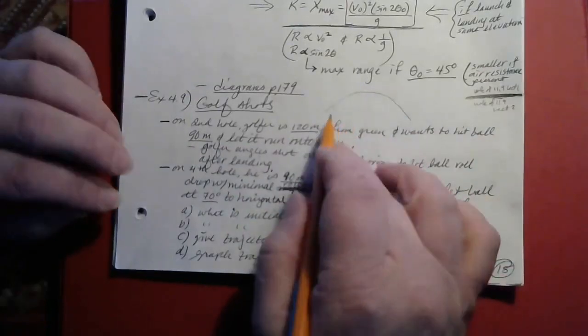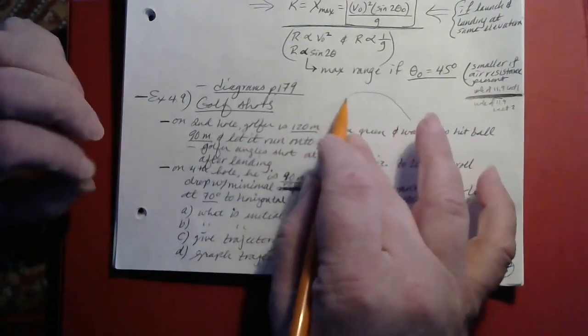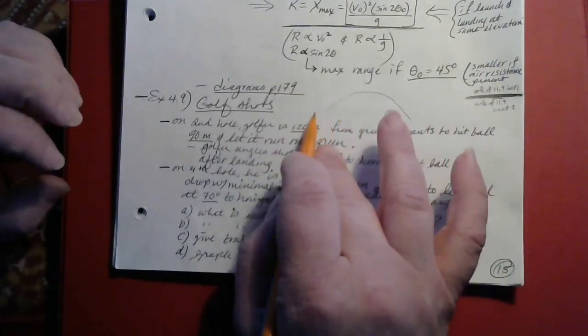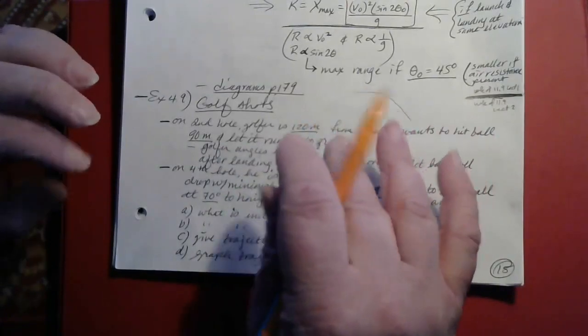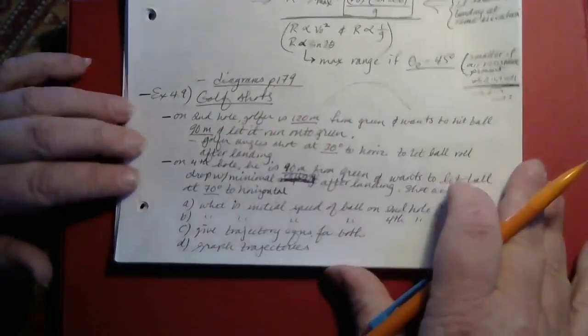And a lot of the skill in golfing has to do with predicting what angle the ball needs to take off at in order to land where you want it to, and which club and how much force on that club will give you that angle.